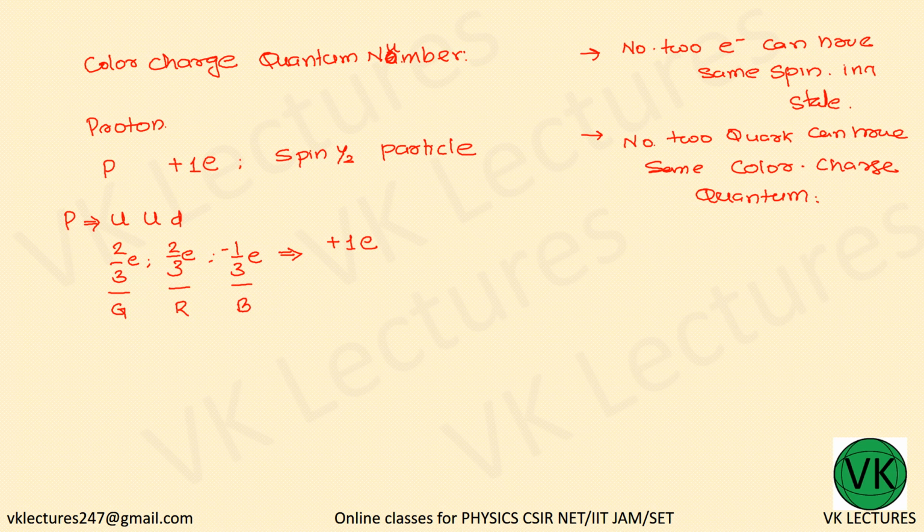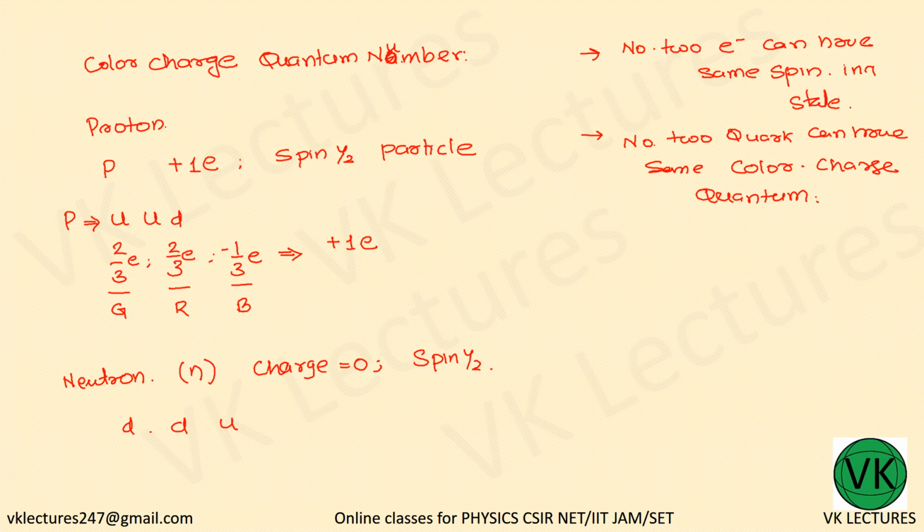Coming to the case of neutron, which is given by N, has charge. Neutron is a neutral particle, so charge equal to 0, and it's a spin half particle again. So neutron is made up of d, d and u, that is dd and up.